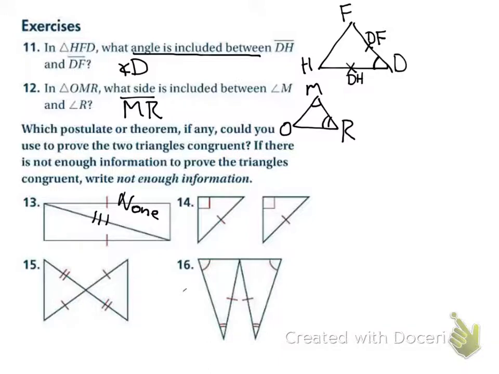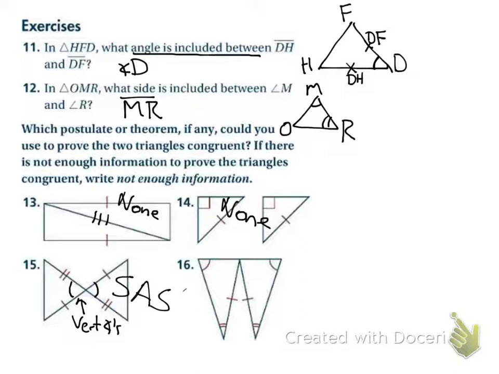For 14, we have an angle, we have a side, nothing else, so that one's going to be none as well. But if we look at 15, we have two sets of sides, and then we have the vertical angles. Now by the vertical angles, that gives us an angle pair, so this will be side, angle, side.